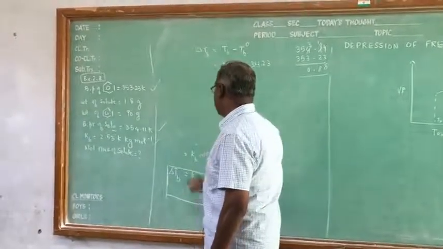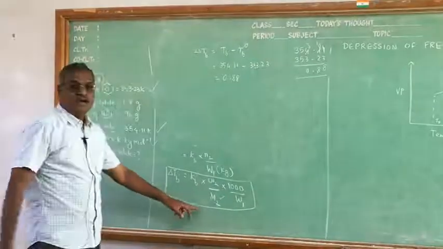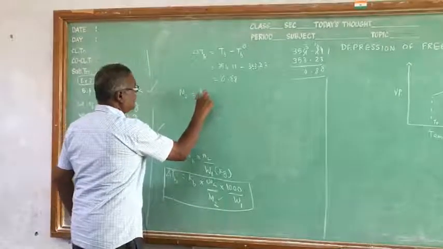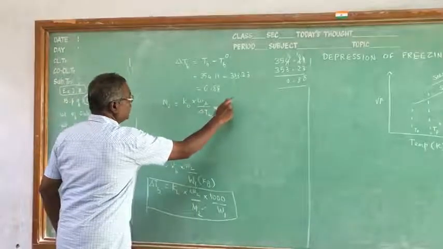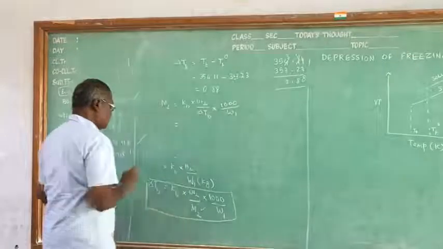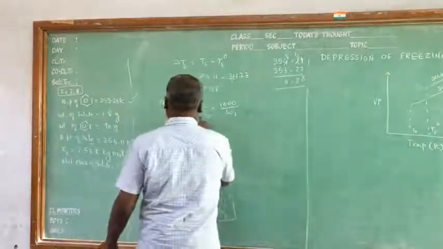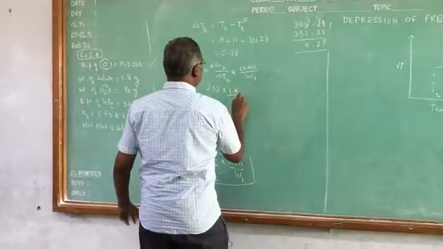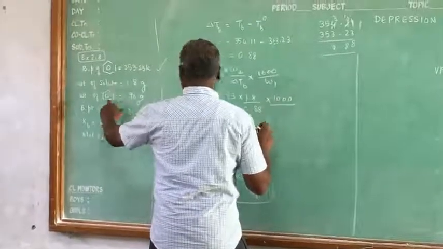From this formula, I want only M2, the molecular mass we have to calculate. So M2 equals Kb into W2 by delta TB into 1000 into W1. Kb is given here as 2.53, W2 is given as 1.8, delta TB is 0.88, into 1000 divided by W1. W1 is 90.